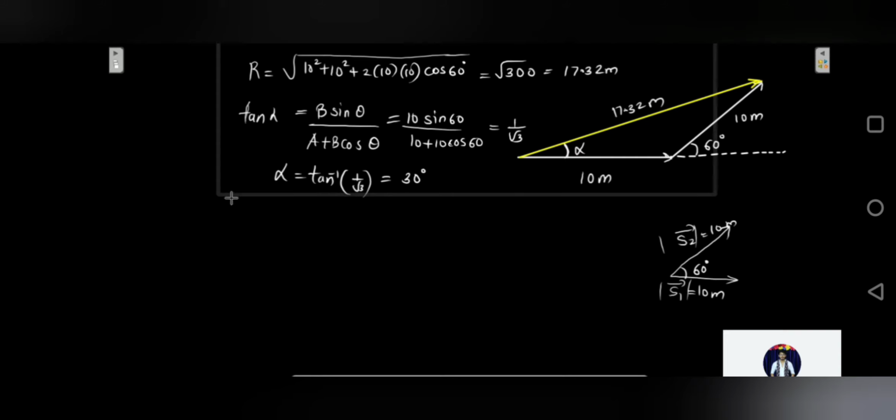So how to specify the direction? We'll have to say that the grandson ran at an angle of 30 degrees due north of east.